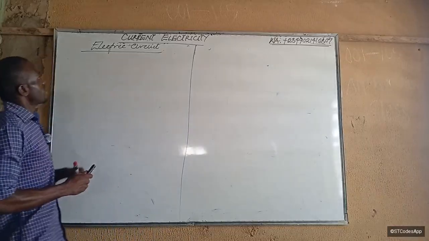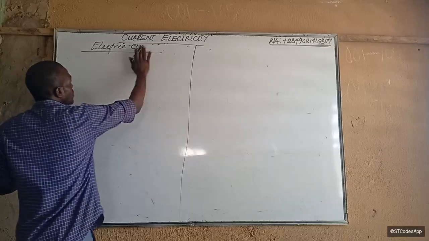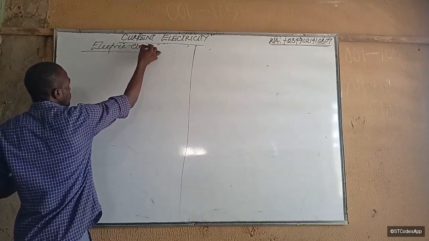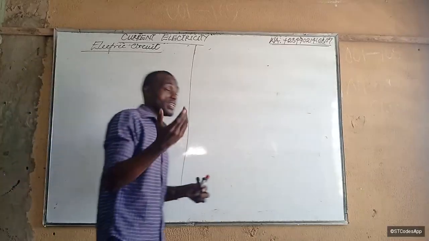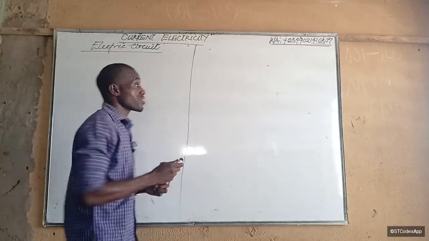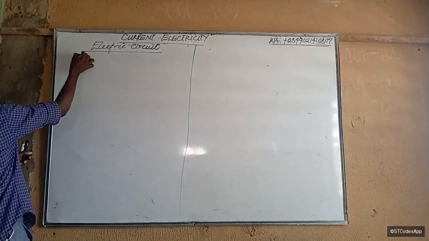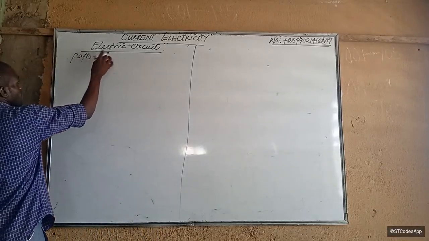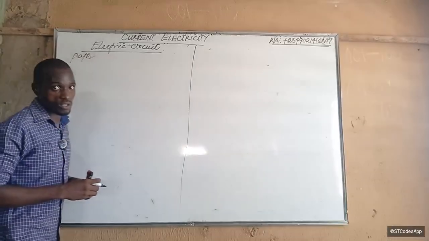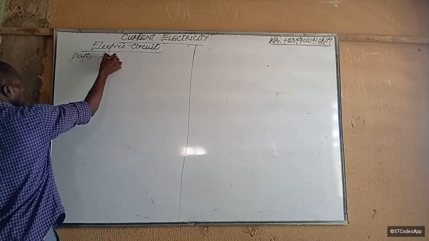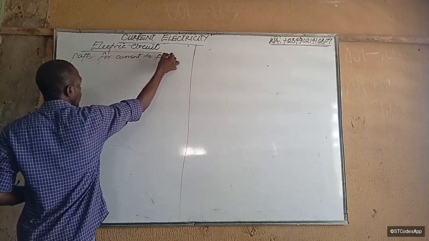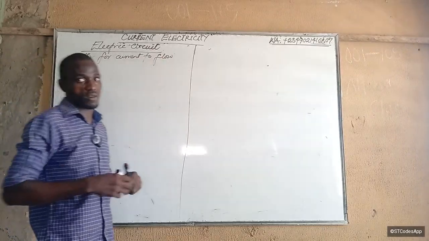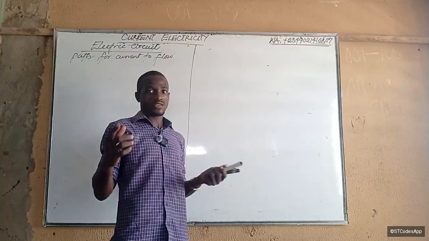So, electric circuit. Now, an electric circuit is basically the path. We call it an electric circuit. An electric circuit is the path provided for current to flow, or the path through which current flows. That is what an electric circuit is.